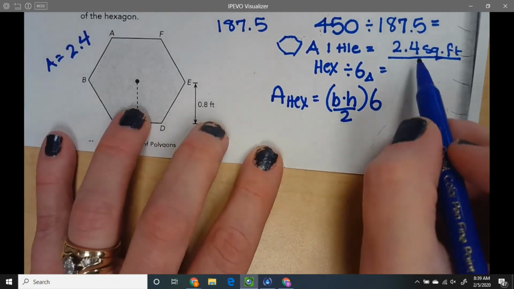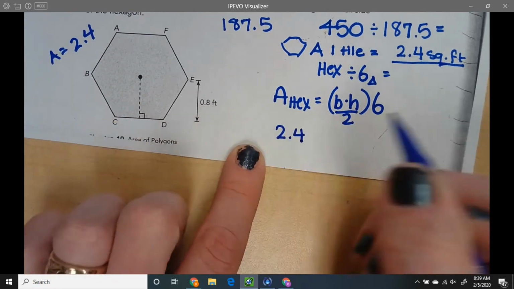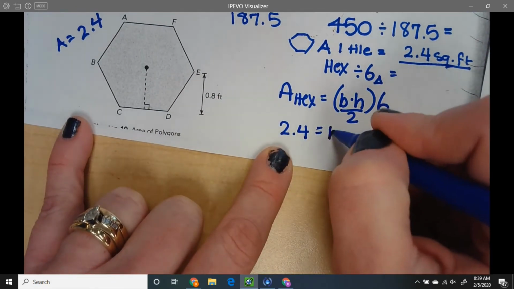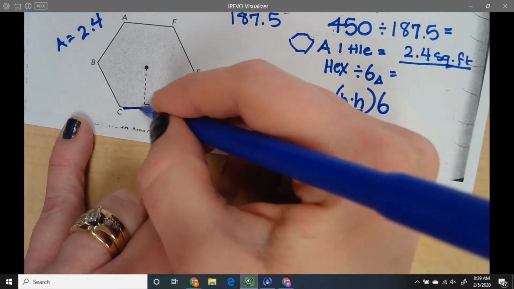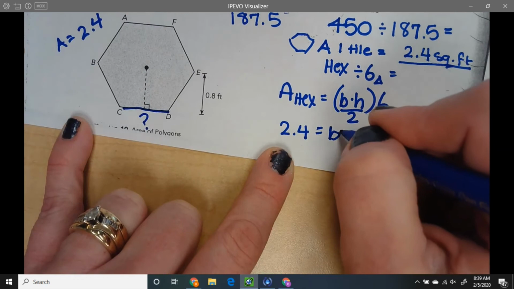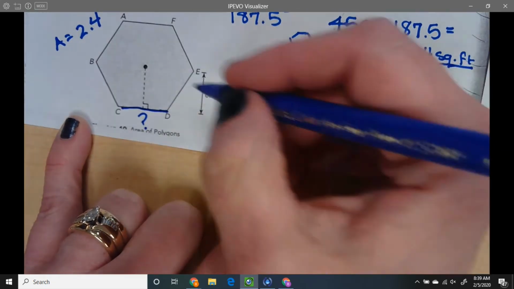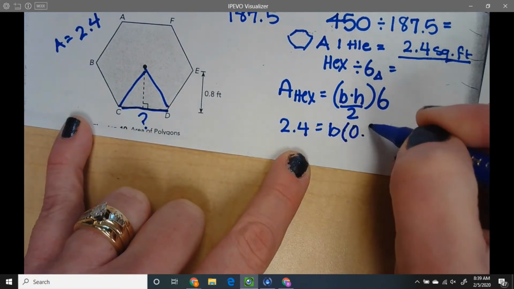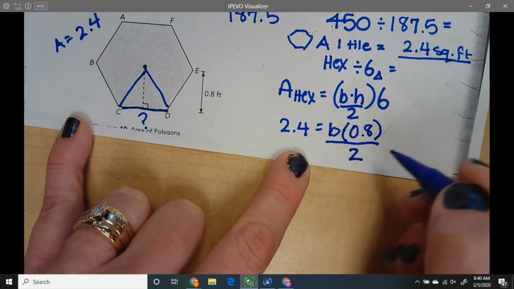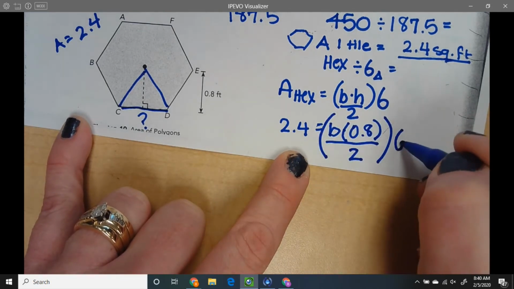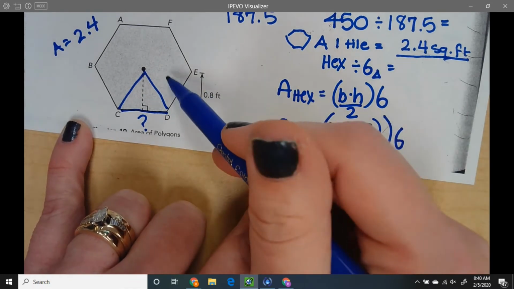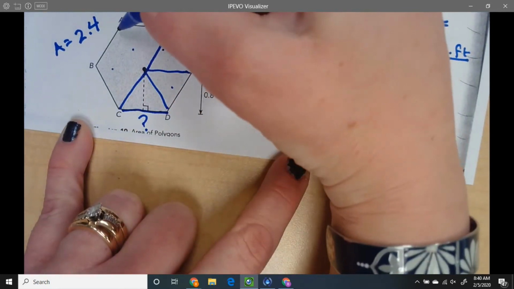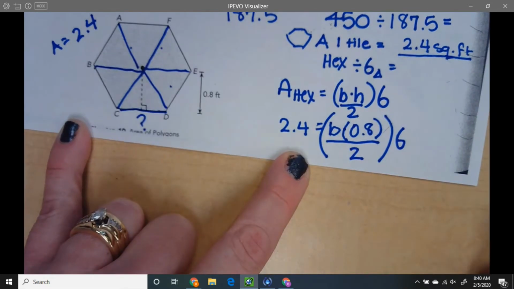So I know the area of the hexagon is 2 4/10 equal to, I don't know the base, that's what I'm looking for. It says find the length of each side of the hexagon, so I'm looking for this. So base times, I do know the height of that triangle, because if I split all of these into the triangles, this 0 and 8/10 would be my height. And divided by 2, and don't forget to take that one triangle times 6, because there would be 6 triangles. So you have your 6.